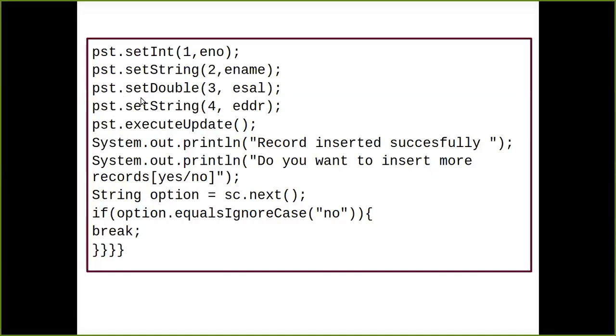Similarly, I have a string value, that is your address, that is going to be the fourth column, and that is coming from the eAddr. Now students, here you can make a change. Say, for example, I am just putting this fourth one into the second place and second into the fourth place. So it is going to change the sequence in your table.